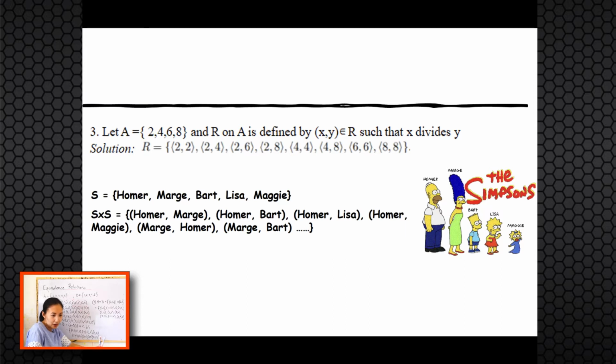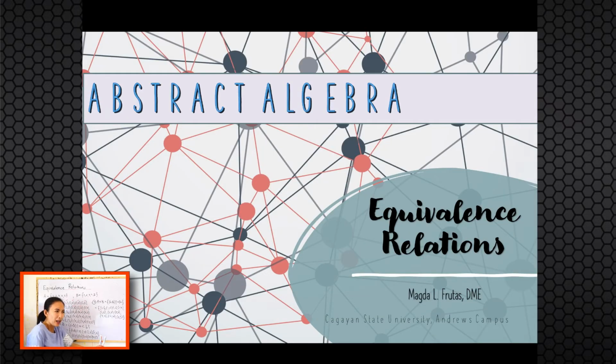Here is another one. The Simpsons family. Let S be Homer, Marge, Bart, Lisa, and Maggie. S cross S, a mapping of the set unto itself. If I would ask you, what is the geometric interpretation of R cross R? Let me see if you can visualize. May I erase this part now?